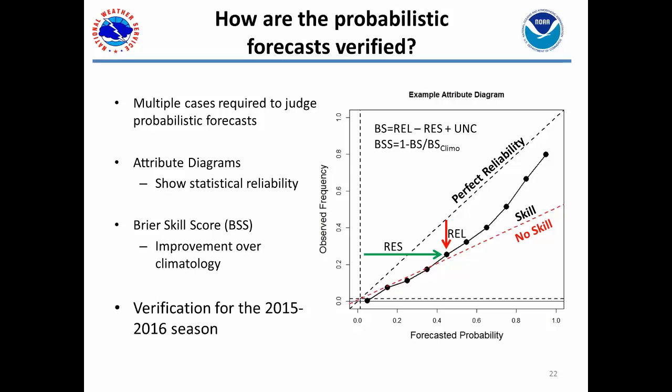You'll note there's also a red line here, which demarcates a skill versus no skill region on the diagram. The best way to understand this line is, if you recall, the Brier score can be decomposed into a reliability, a resolution, and uncertainty component. So this no skill line provides a sense of the balance between your resolution term and your reliability term. So if a point were to fall below the no skill line, that means that the reward for having good resolution is being outweighed by the poor reliability. And then that point would actually have a negative impact on your Brier skill score.